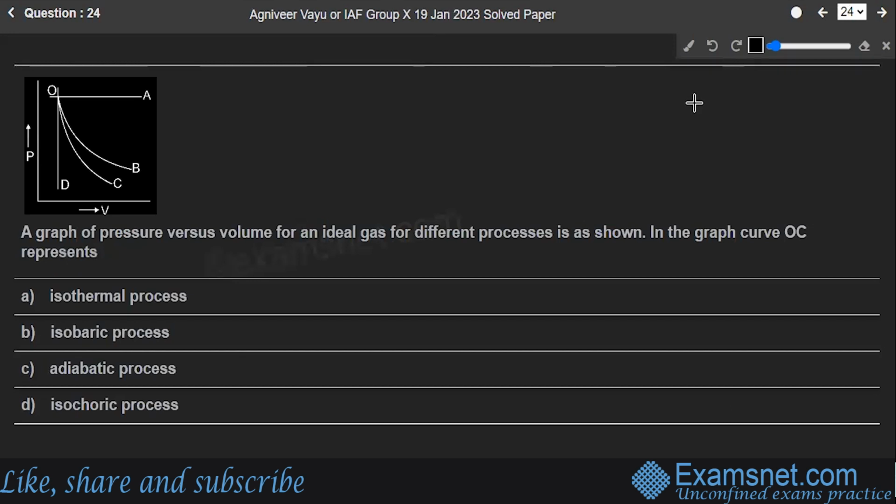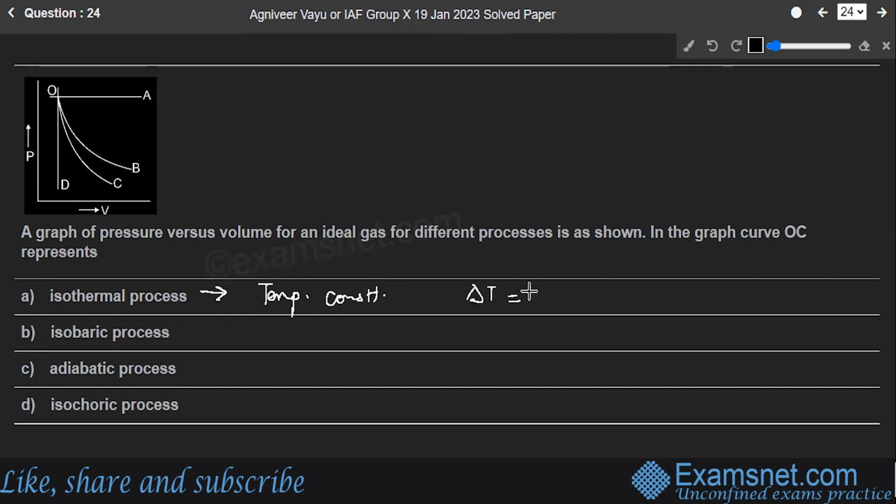Question 24. In this question, a graph is given to you. A graph of pressure versus volume for an ideal gas for different processes is shown. In the graph, curve OC represents which type of process? Isothermal, isobaric, adiabatic, or isochoric process. Before coming to the answer, I would like to talk about all of these processes one by one. First of all, the isothermal process: a thermodynamic process in a system during which the temperature remains constant.